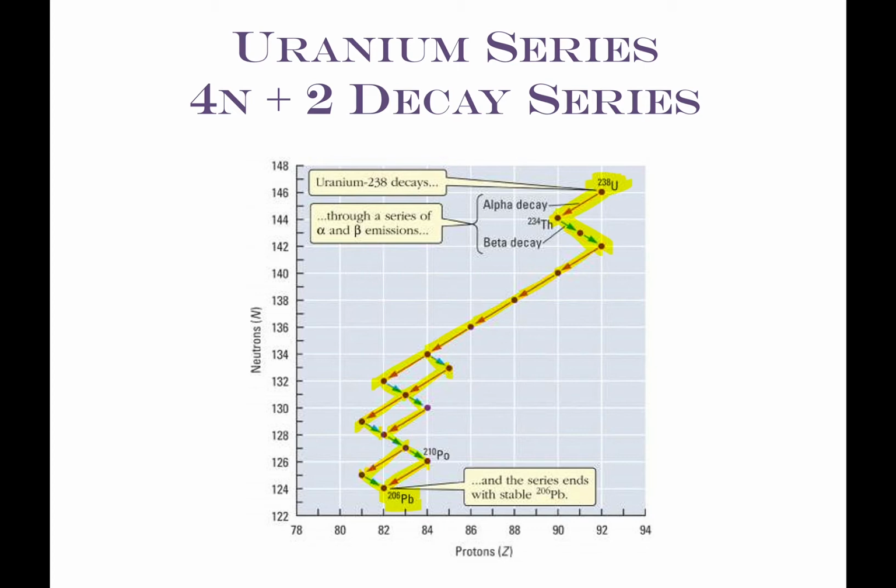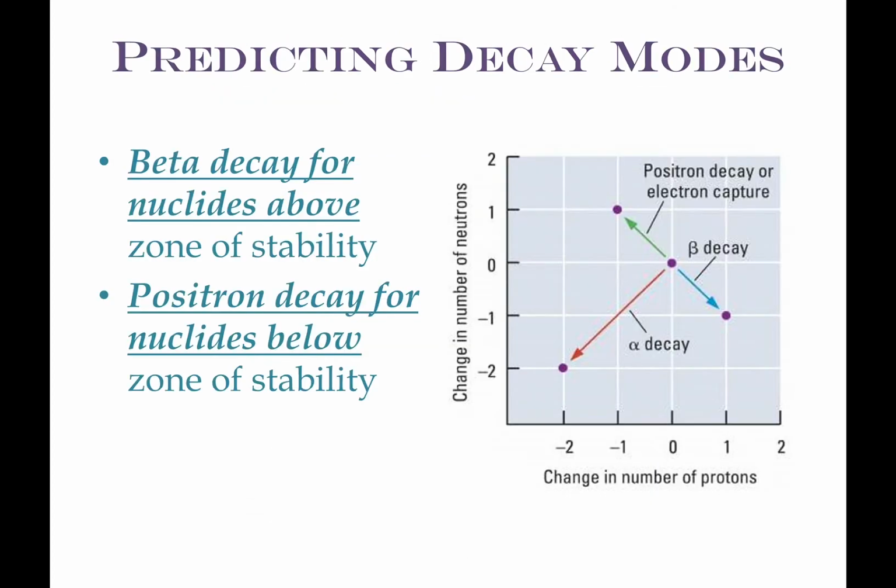So predicting decay modes, how do we predict which type of decay mode something will undergo? So we know it's going to undergo alpha or beta, but it can also undergo positron, or we can have electron capture. So we have these 4 choices. Which one are they going to do? Well, that depends on the neutron to proton ratio.